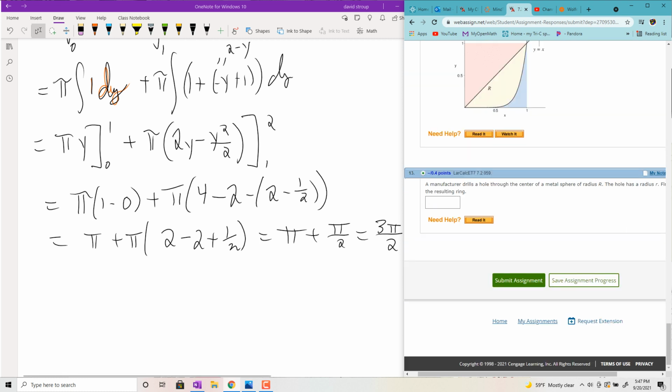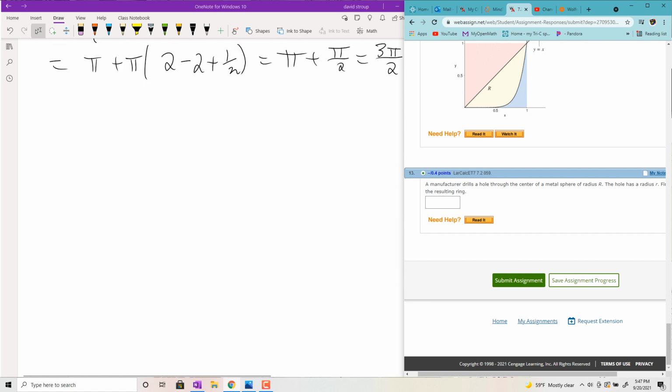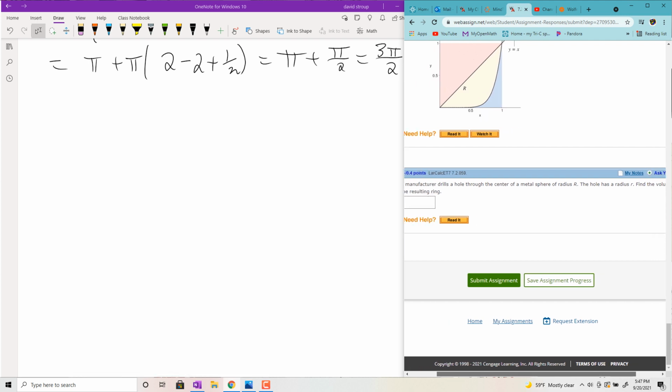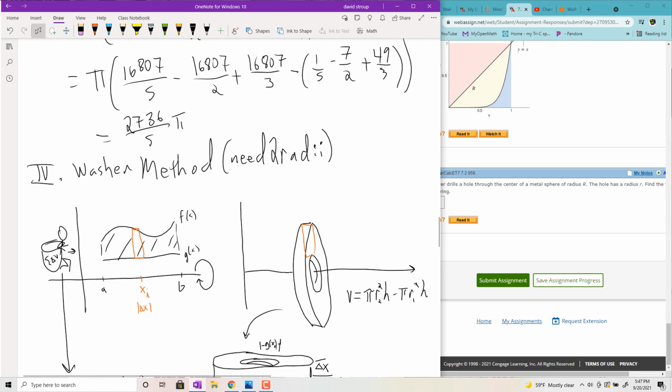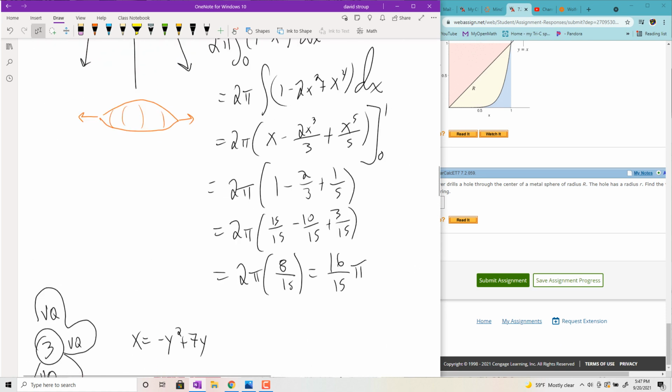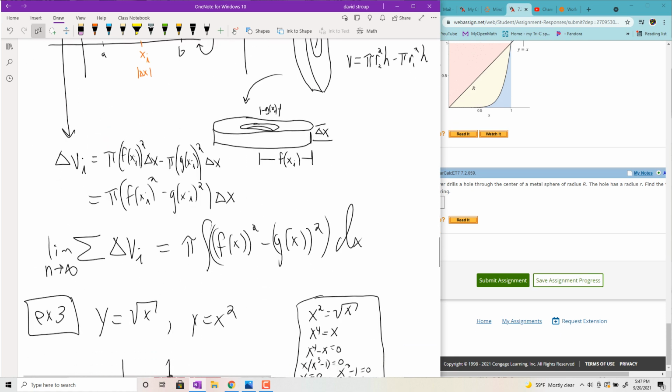Okay, so a manufacturer is drilling through the center of a metal sphere of radius r. And this thing has a hole of radius r. Find the volume of the resulting ring. Okay, so what problem is this? Did I already do a video quiz? Seems like maybe I already did. Oh, I did. I did a video quiz already. All right, never mind.